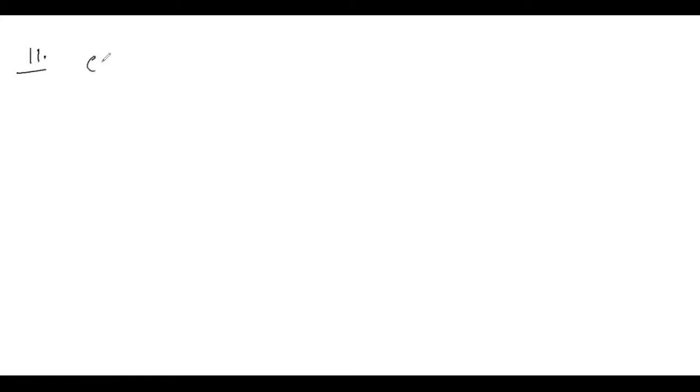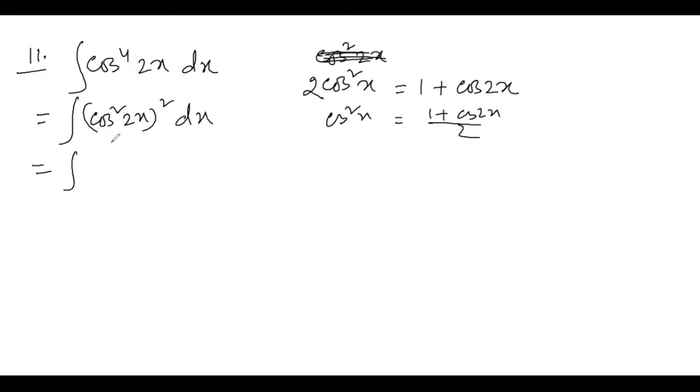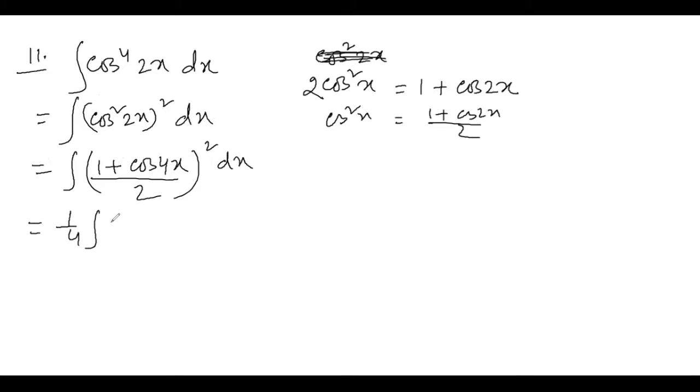So the number 11, cos to the power 4 of 2x dx, its integration. How do we integrate it? One thing, listen: we can write it as cos square 2x, it whole square, dx. Then cos square 2x will be 1 plus cos 4x by 2, it whole square dx. Then it will be 1 by 4, using the (a plus b) whole square formula, 1 plus 2 cos 4x plus cos square 4x dx.